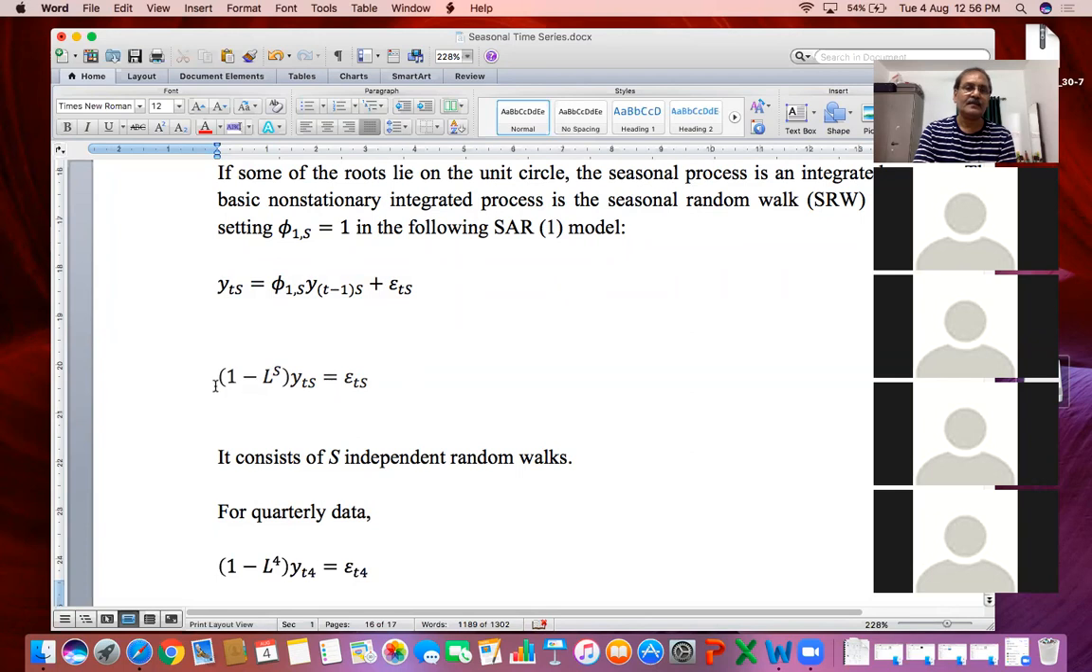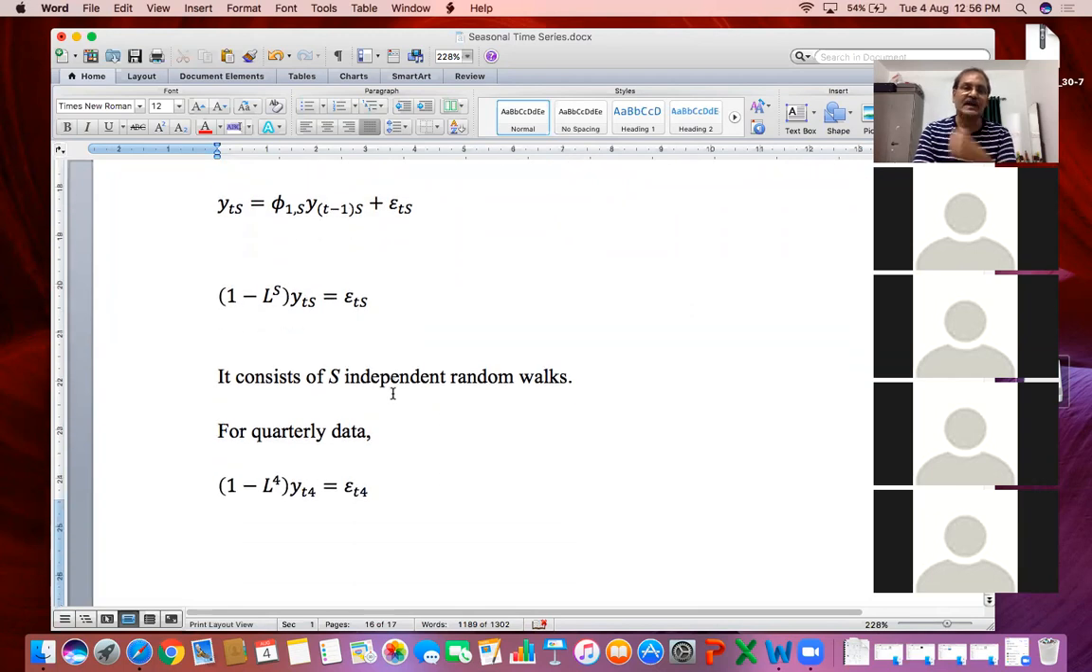Okay. But here with seasonal frequency S, you have S number of independent random walks. As I have already mentioned, for quarterly data, you have 4 independent random walks for 4 quarters separately. For monthly data, you have 12 independent random walks for 12 months separately. So let us consider the quarterly data first. For quarterly data, put S is equal to 4 here.